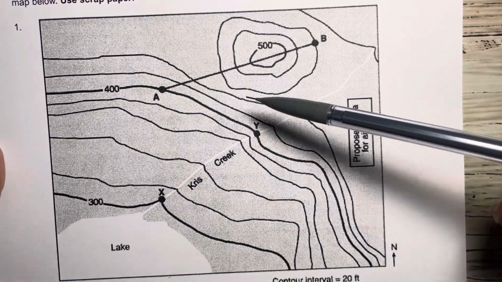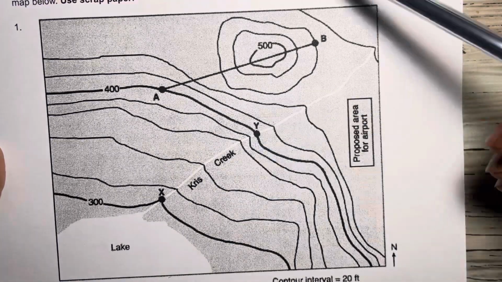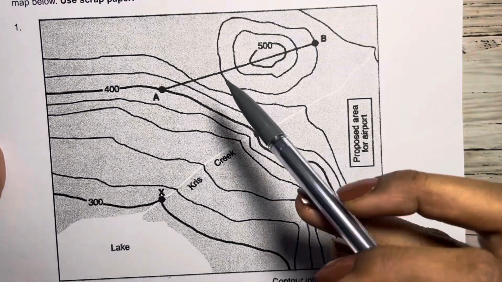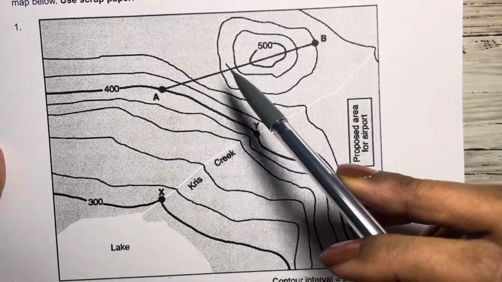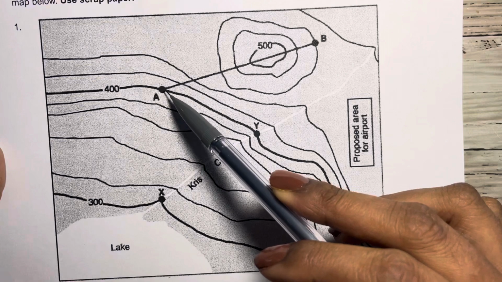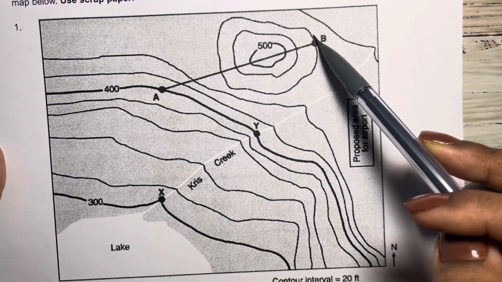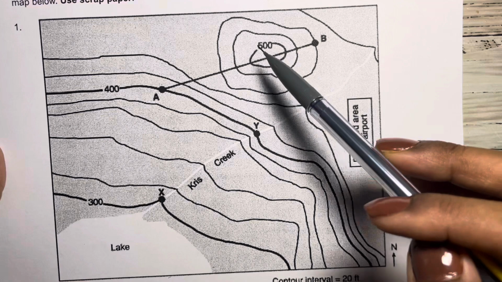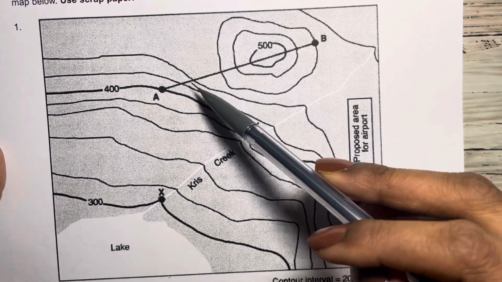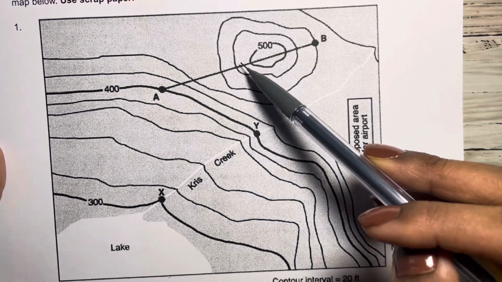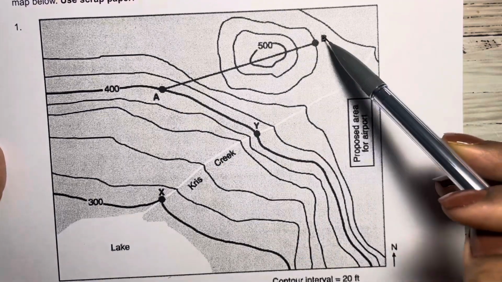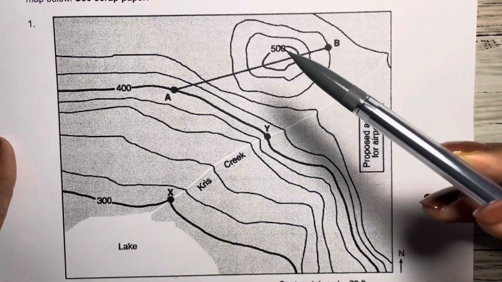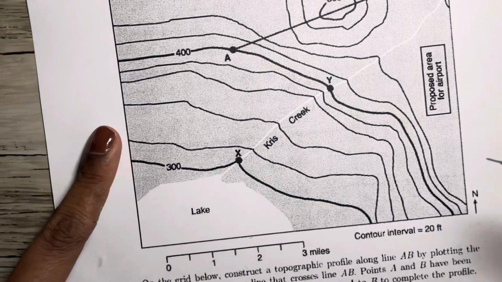So this is from the bird's eye view, from the top view, right? This is our mountain, and it's asking us to create a side view profile of this terrain from line A to line B. So to do that, the first thing you need to do is figure out the elevation of each contour line that crosses through line A to line B, including A and B. So let's get started.